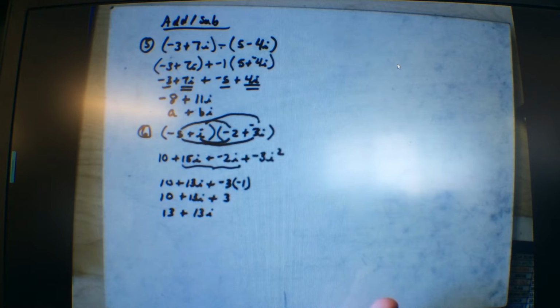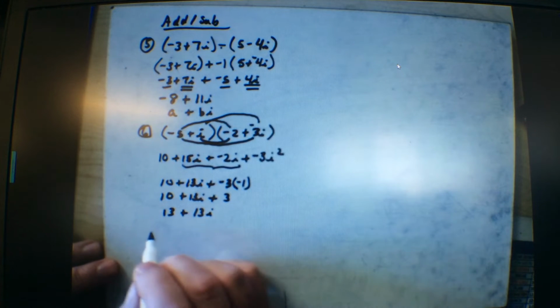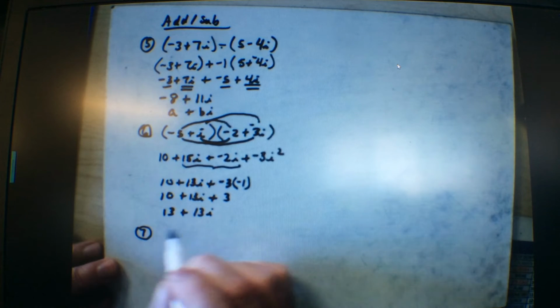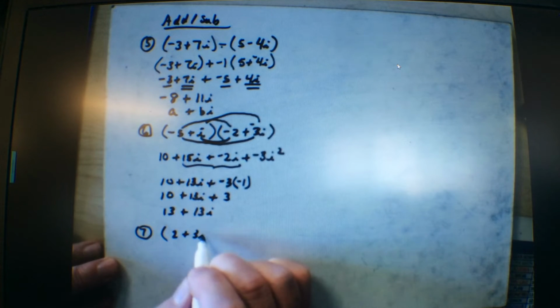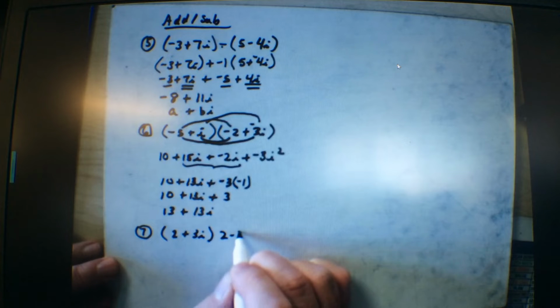Does that make sense to you? Yeah. Okay. Would you do this one? 2 plus 3i times 2 minus 3i.